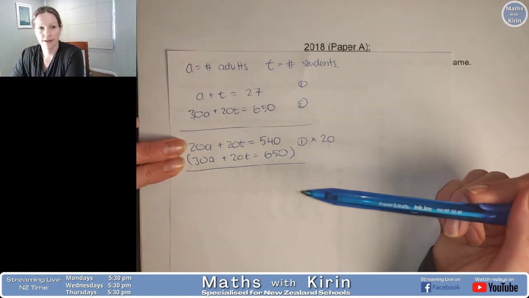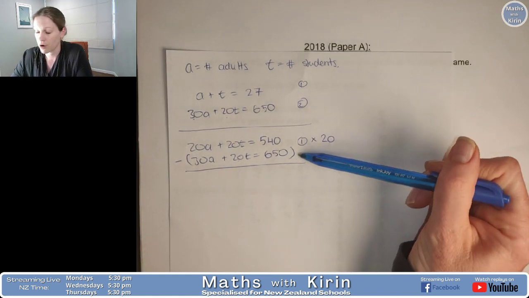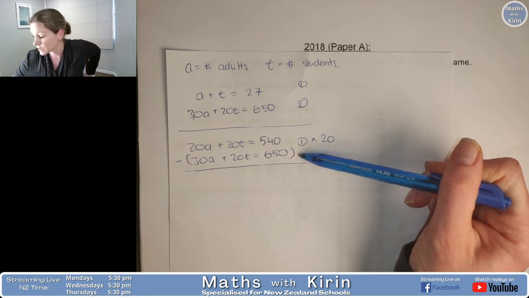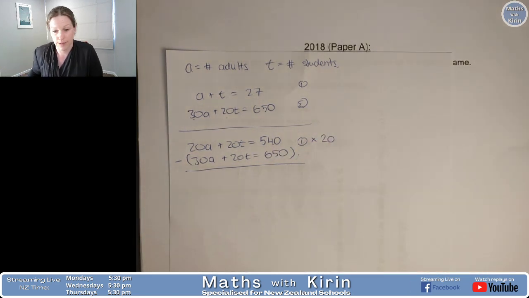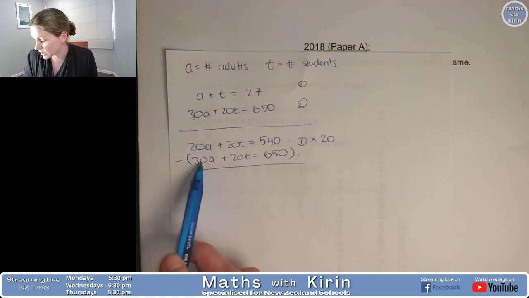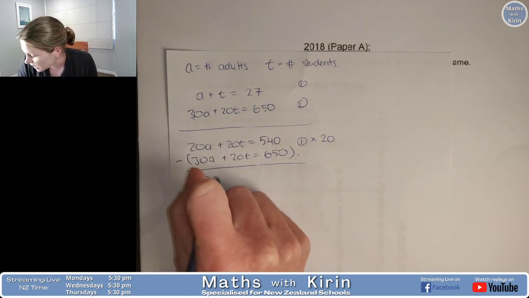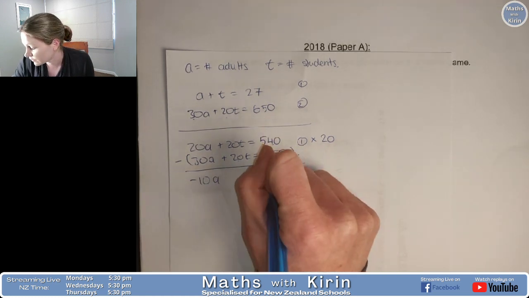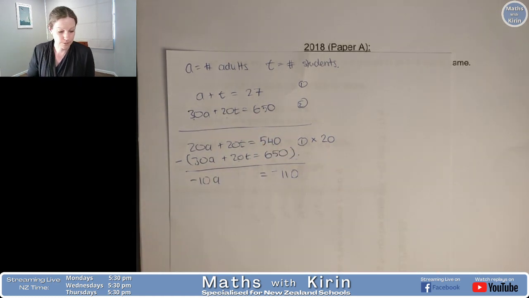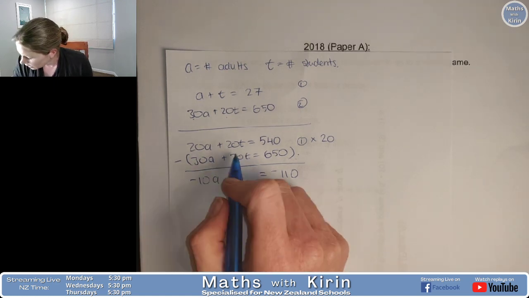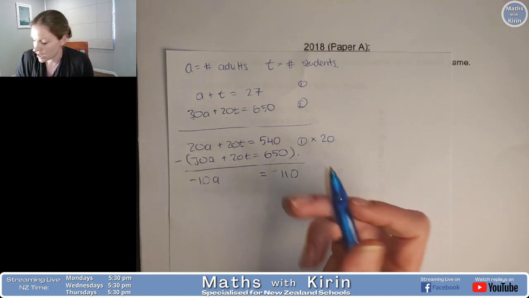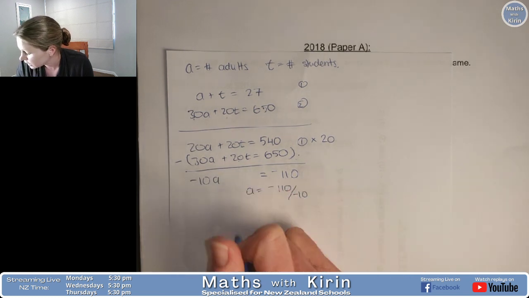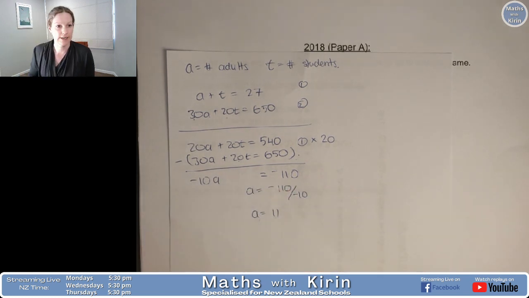Again, some people might write these the other way around with this one on top so that you don't have to deal with negatives. If you feel more comfortable with that, then by all means. I'm just going to plow through as I've written them. Yeah, so 20a minus 30a gives us negative 10a. And then 540 minus 650 gives us negative 110. And 20 minus 20 obviously was 0. So a is negative 110 divided by negative 10, which is positive 11.